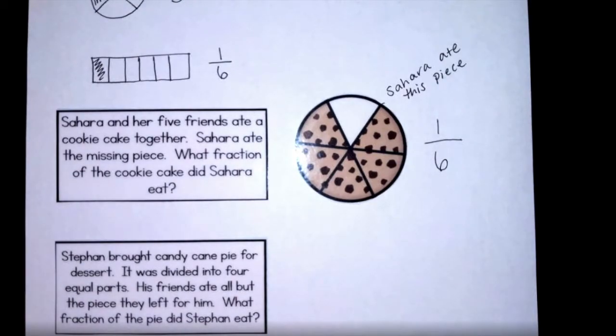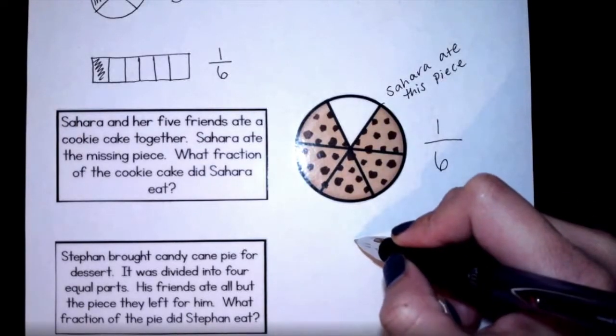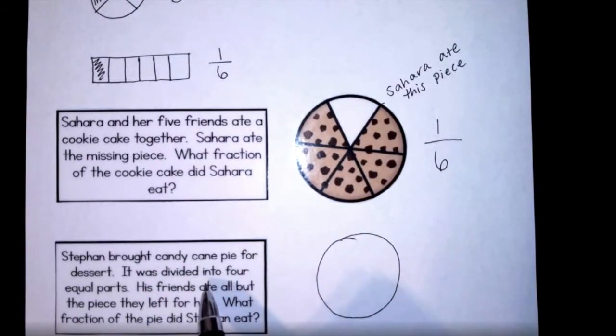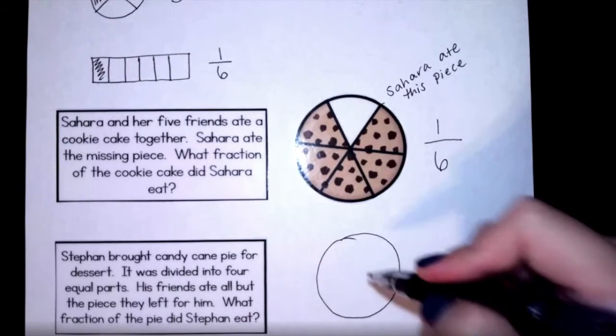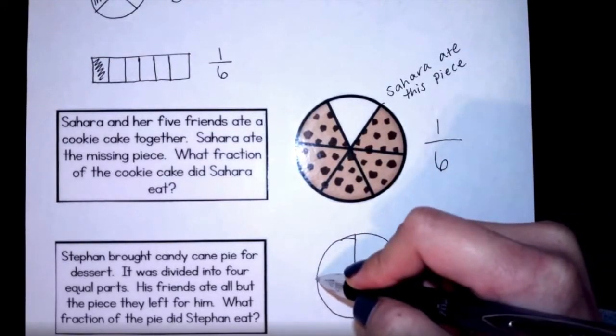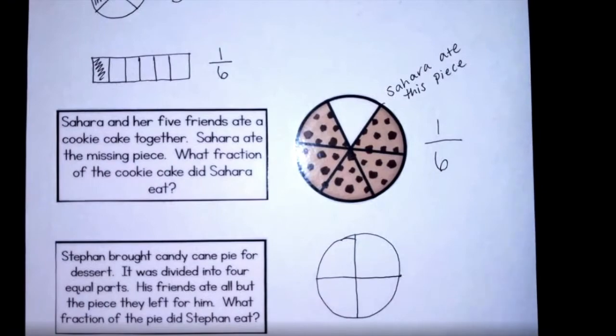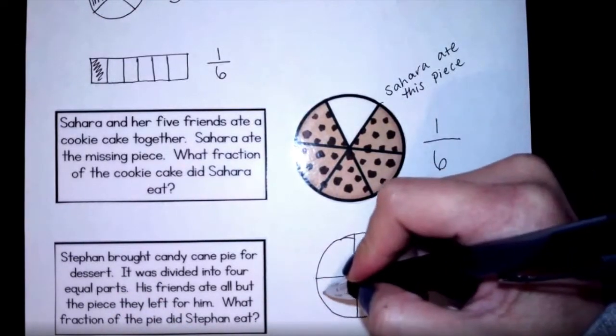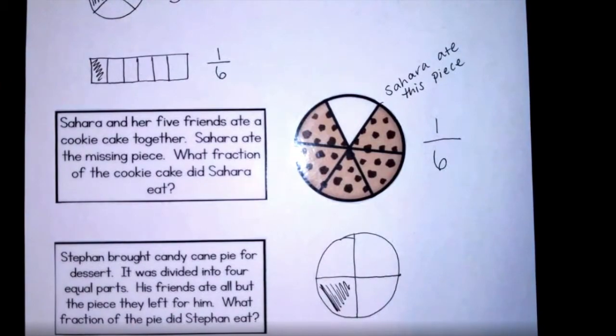So I know that a pie is, again, usually a circle, so I would draw a circle. It also tells me it was divided into 4 equal parts. So that tells me I need to divide into 4 equal parts. 1, 2, 3, 4. Okay? So his friends came and they ate all but the piece they left for him. So how could I figure this out? Well, I know there's 1 piece left. So because I know there's 1 piece left, I'm going to color 1 section.